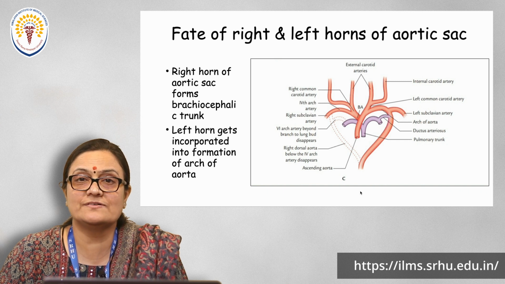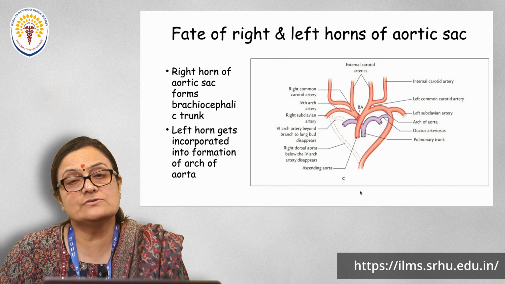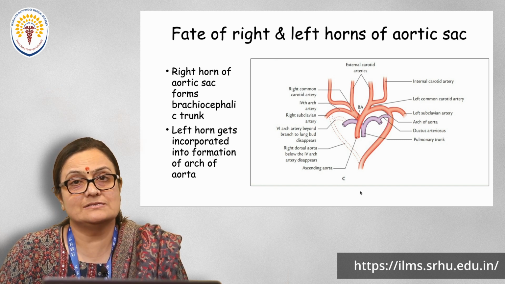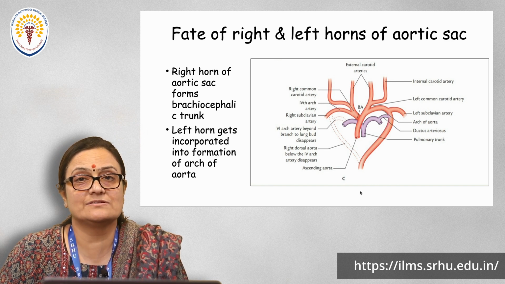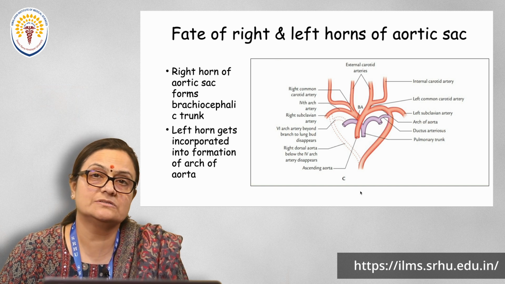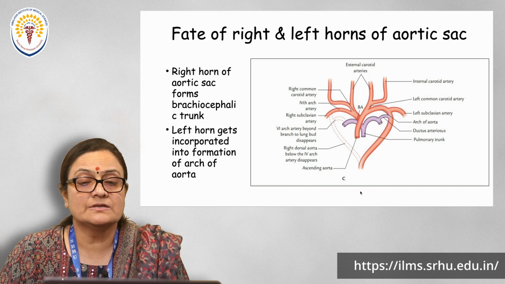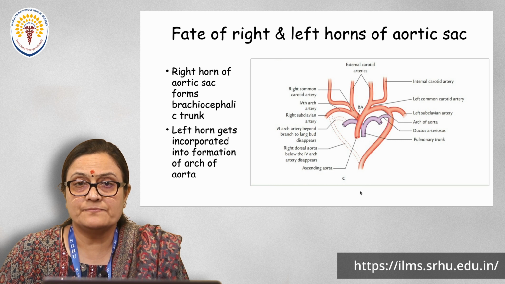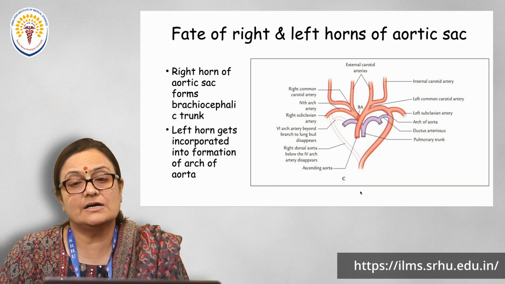Because there is no brachiocephalic trunk. In the adult also, we have seen that there is no brachiocephalic trunk on the left side. So, when you answer, never say left brachiocephalic trunk or right brachiocephalic trunk. There is only one brachiocephalic trunk, and it is understood that it lies on the right side. There is nothing like a left brachiocephalic trunk. So, the left horn will not form any brachiocephalic trunk, but it will get incorporated into the formation of the arch of aorta.